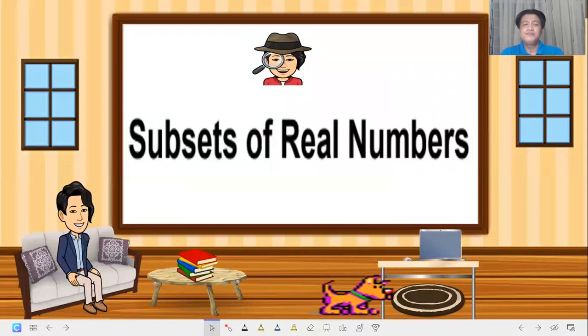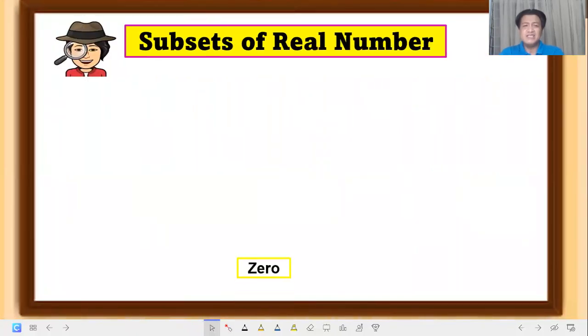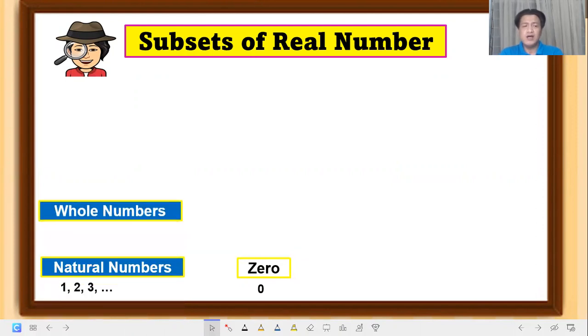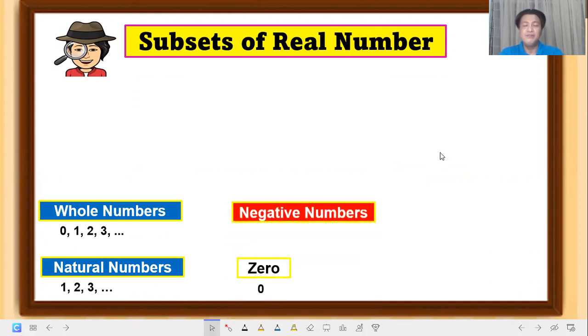So with that, pag sinabi natin subsets of real numbers, nandyan po yung tinatawag natin zero. And we also have the natural, or that is counting numbers. Example natin, that's 1, 2, 3, and so on and so forth. We also have the whole numbers. Pag sinabing whole numbers, andyan po yung 0, 1, 2, 3, and so on and so forth. Lagi po nag-start sa 0 ang ating whole numbers. And we also have the negative numbers. We have the example, -1, -2, -3, and so on and so forth.